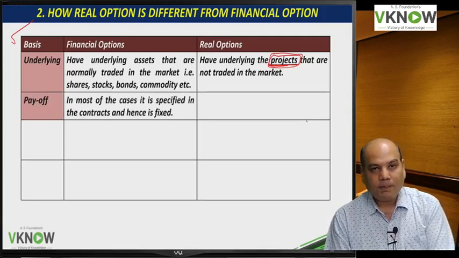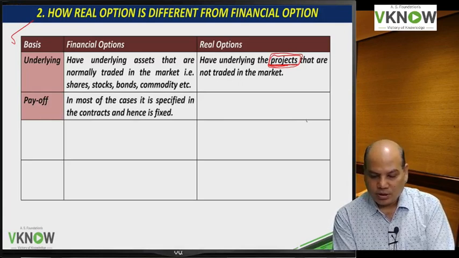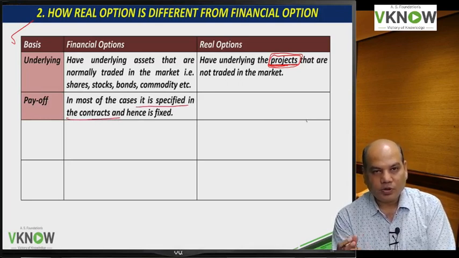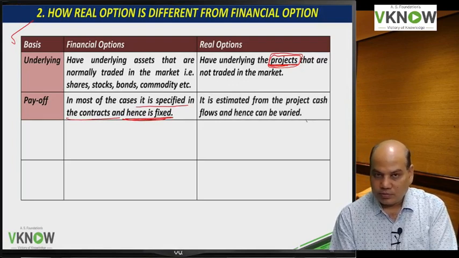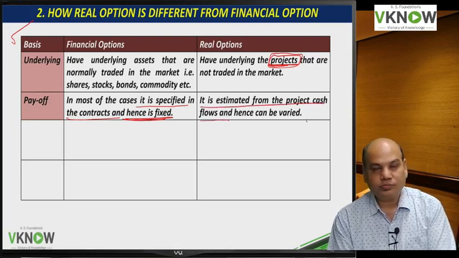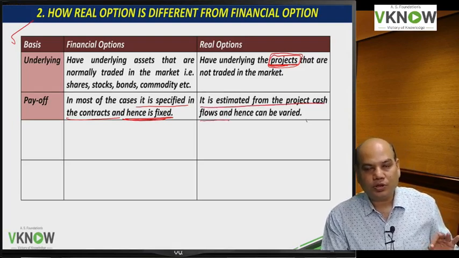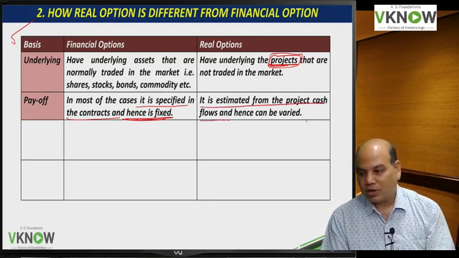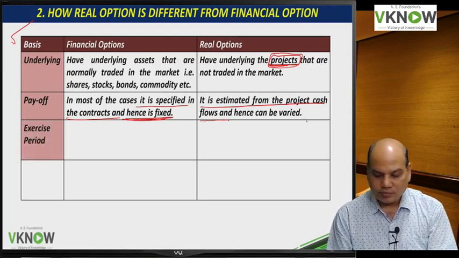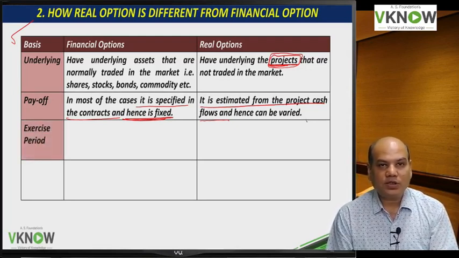Second is payoff. In most financial options, the payoff is specified in the contract. The payoff is specified in the contract that this is the exercise price. If the price is more than or less than the exercise price, what will you get? But in case of real option, it is estimated from the project cash flow. The value of the option will depend on the estimated cash flow the project would generate, and accordingly it can vary. One important difference is the exercise period.